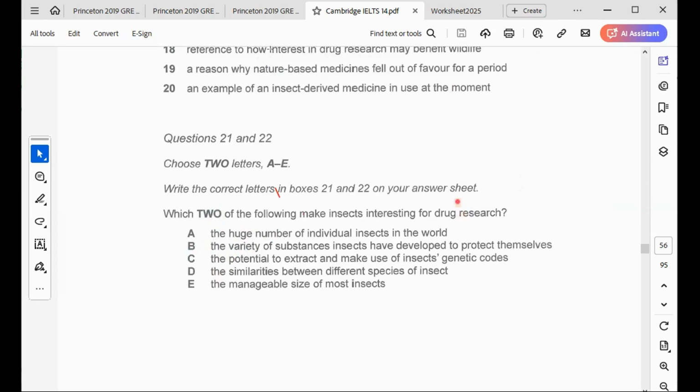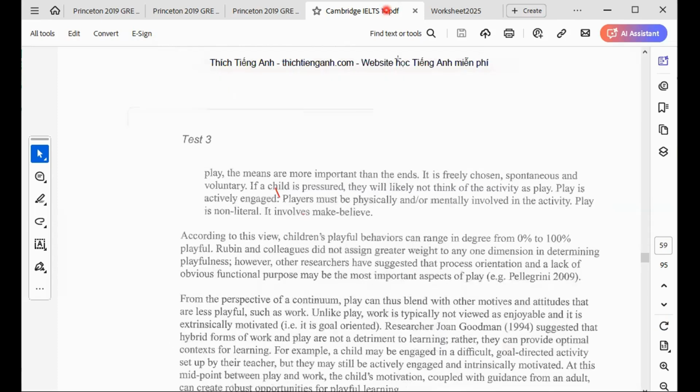I don't know. This huge number of individual insects in the world. I'll pick B and C. B is definitely correct, but A and C, I'm not sure which one is wrong. So I'll just pick B and C for 21 and 22. B and then C. So let's move to passage 3 now.